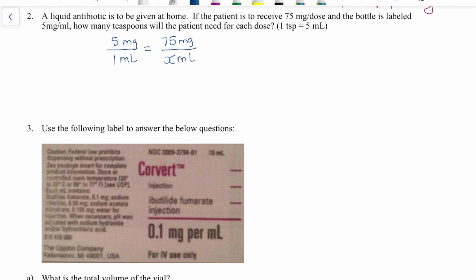So we need to figure out how many milliliters that is. Cross multiply, we get 5x equals 75, or x equals 15 milliliters. We need to now put that into teaspoons. So 15 milliliters, at 1 teaspoon per 5 milliliters, tells me 3 teaspoons per dose.